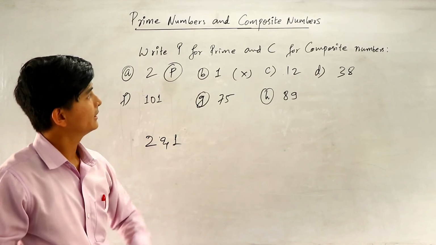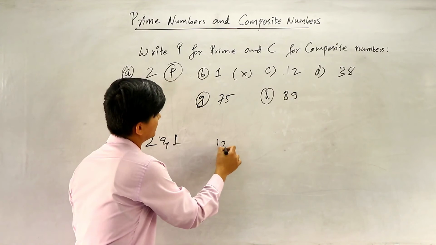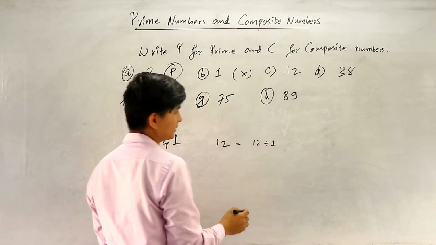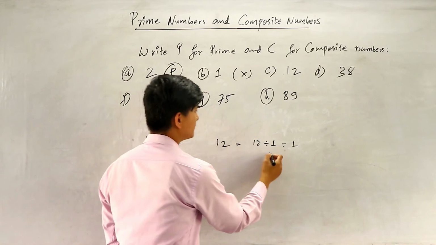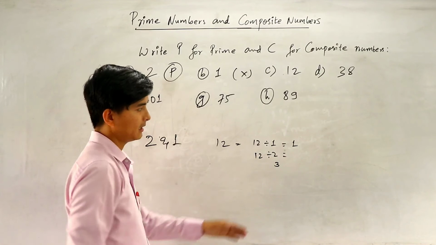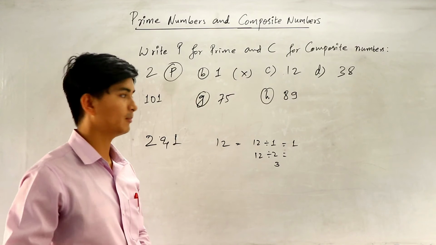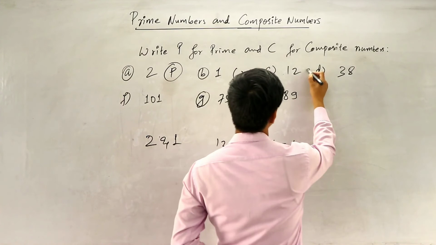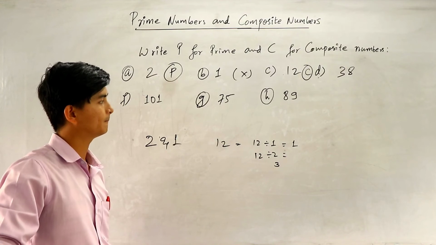So let's take C, which is number 12. 12, you can see here, it can be divisible by 1, right? It can be divisible by 2, it can be divisible by 3, right? It has more factors, right? So that's why 12 is a composite number, because 12 has more than 2 factors, right? So that's why it comes under the C category, which is composite number, right?